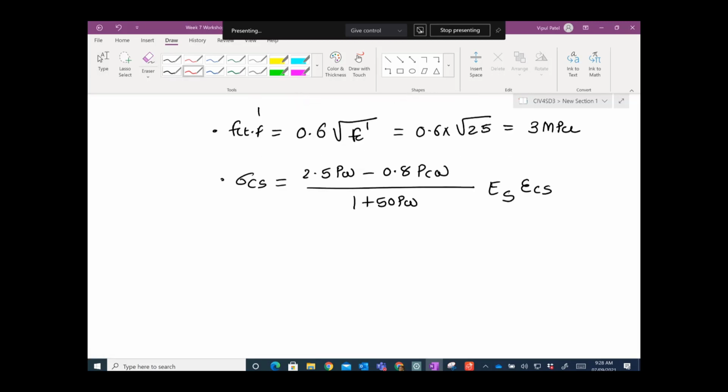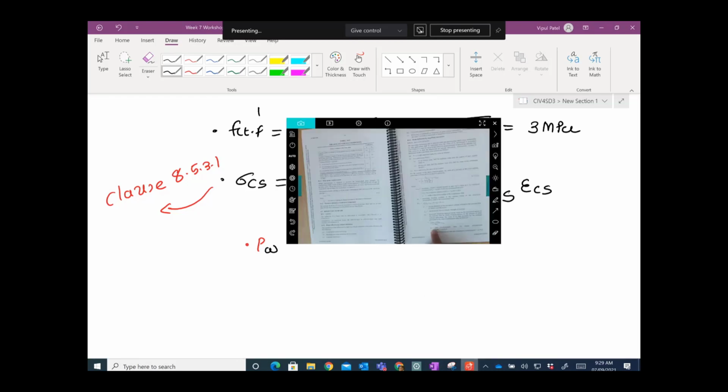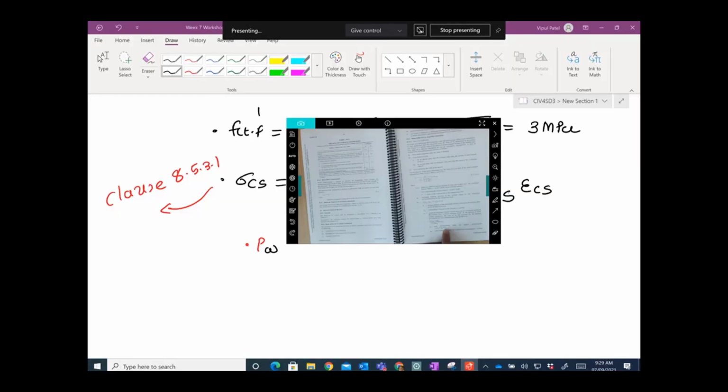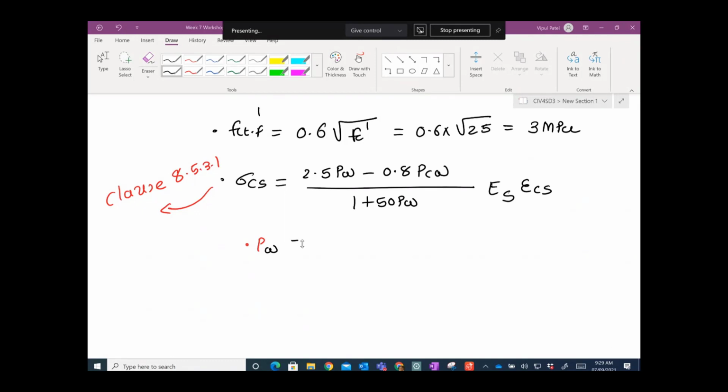I just take it from the clause, and I show you where it is, right? Clause 8.5.3.1. Now in that one, let's work out the values one by one. PW, just PW, if you come back here, just down below, is AST plus APT over BW D. So I'm just copying that one.